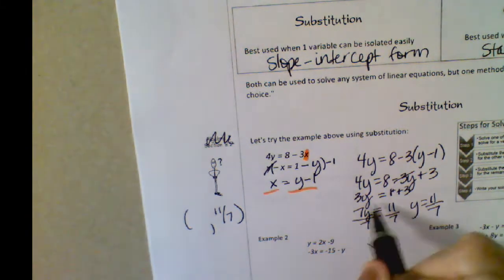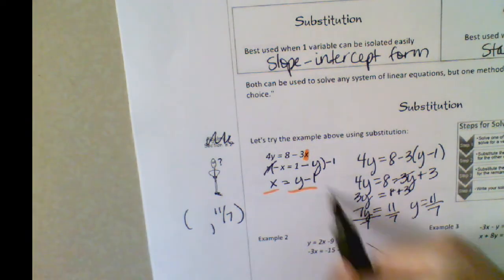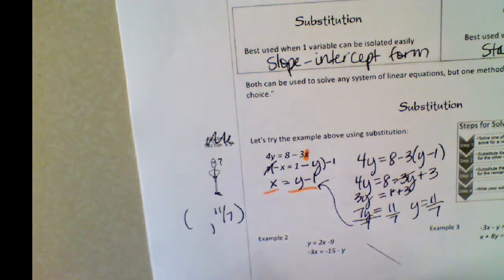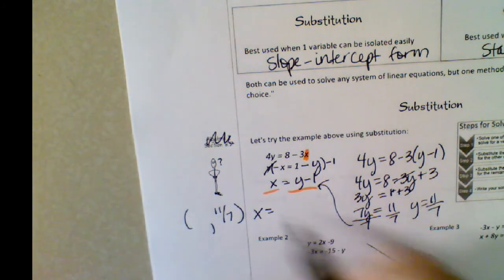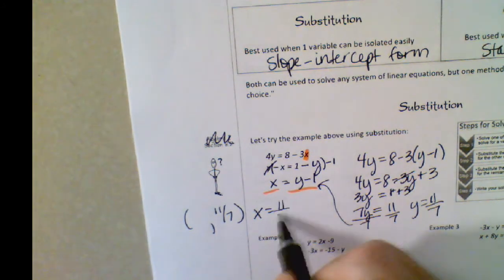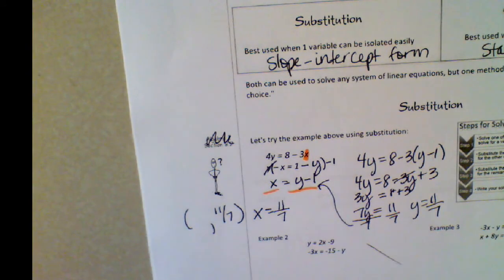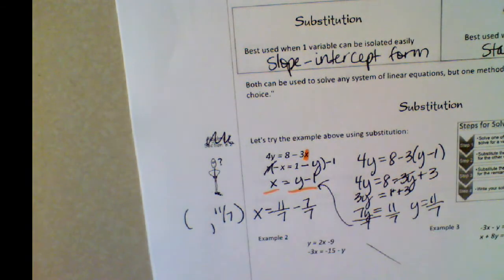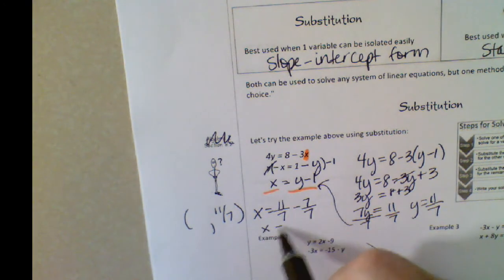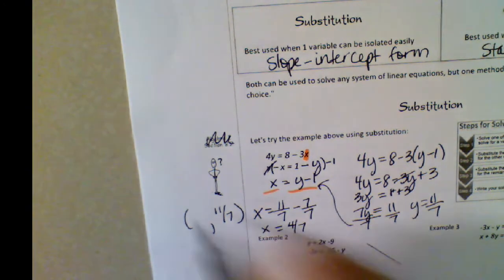Plug it in, and I'm going to plug it in. You can plug it in either equation, but I use one to solve and the other one to check. So x equals, now I have a value for y of what? And minus 1. How many sevenths would I have if I had 1? 7. So that'd be the same as 7 over 7. Might as well turn everything into fractions, and we get x equals 4 sevenths.